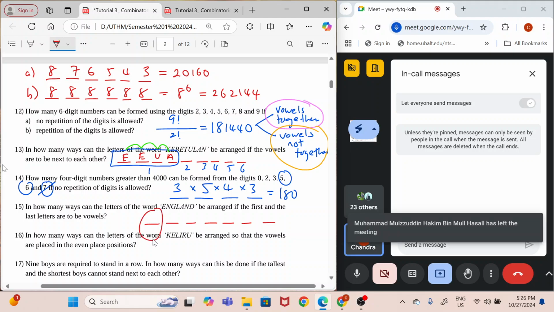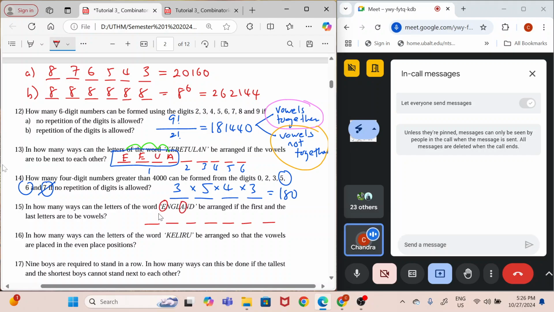So the first letter can be any one of them, any one of E and A. So how many options do you have? 2, any one of them. One letter goes inside here. Left is how many letters? Only one. Let's say E goes inside here. Left is A, only one option for the last letter. E and A, no more already. Left is 1, 2, 3, 4, 5. 5, 4, 3, 2, 1.